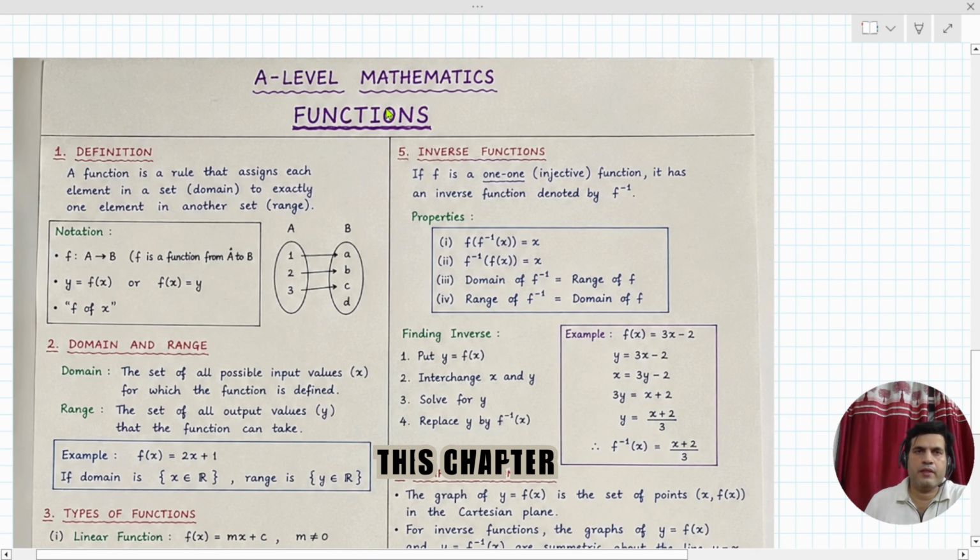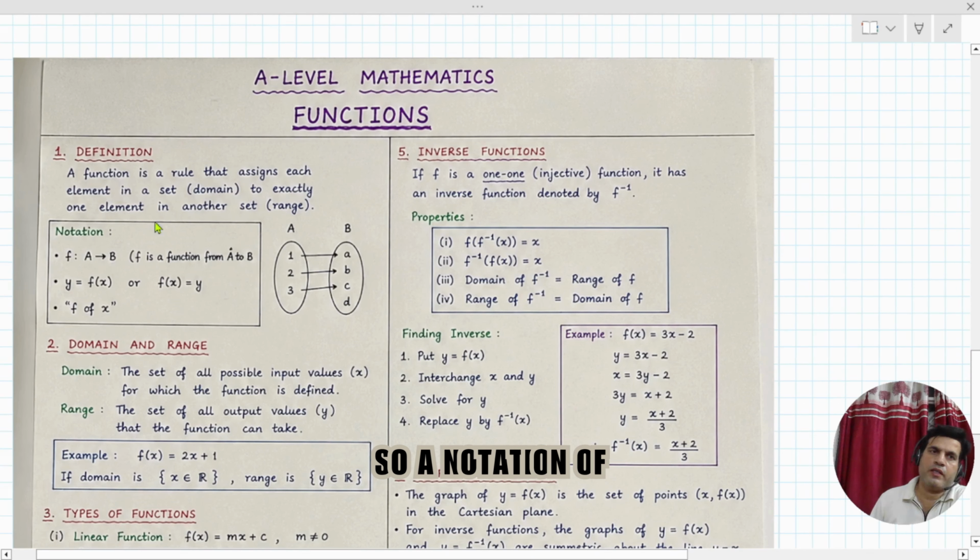Hello friends, in this chapter we are going to start A-level mathematics functions. The definition: a function is a rule that assigns each element in a set, the domain, to exactly one element in another set, that is the range. So all the input, that is A, is the domain, and the output we get after the function is the range.